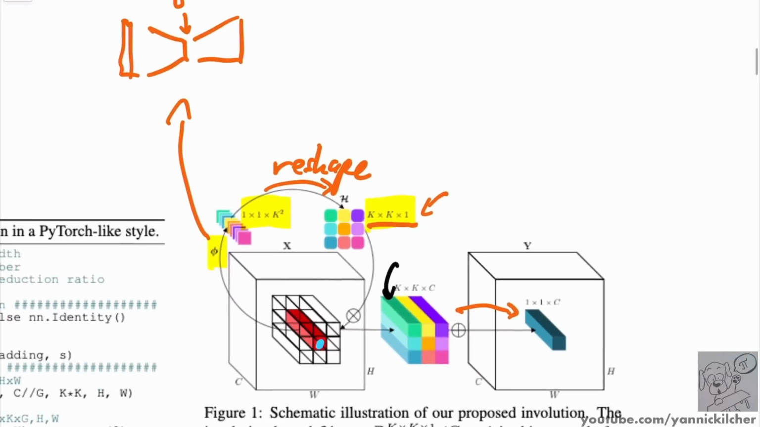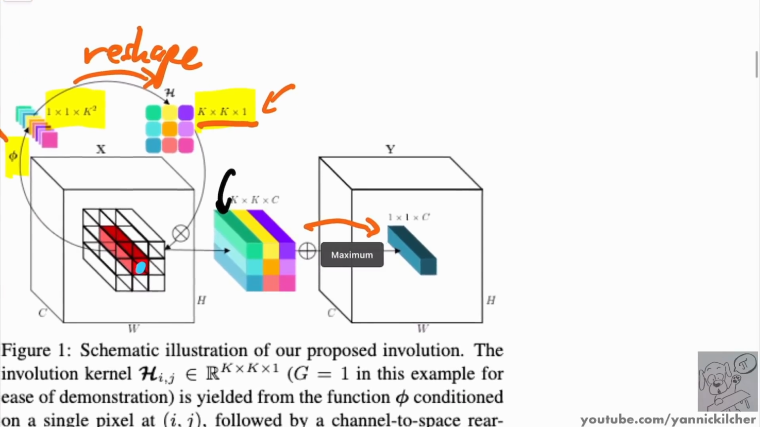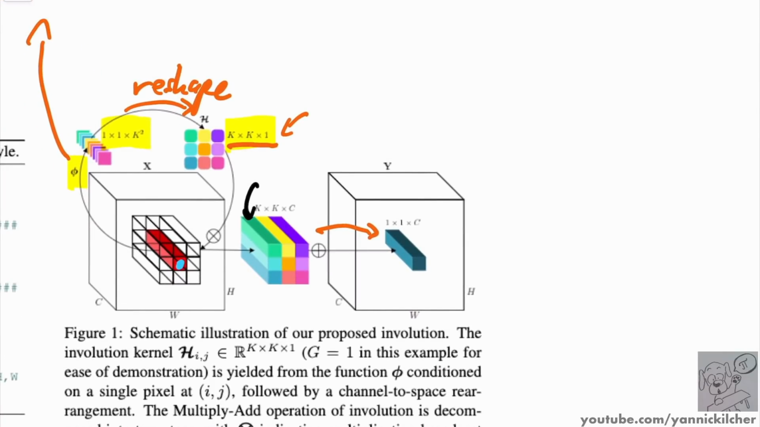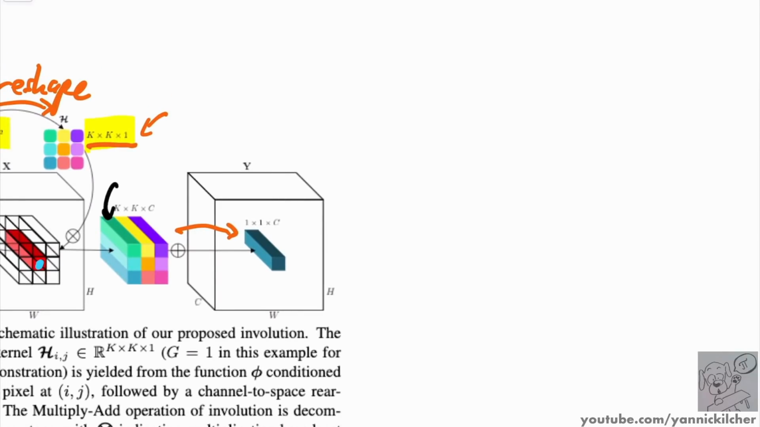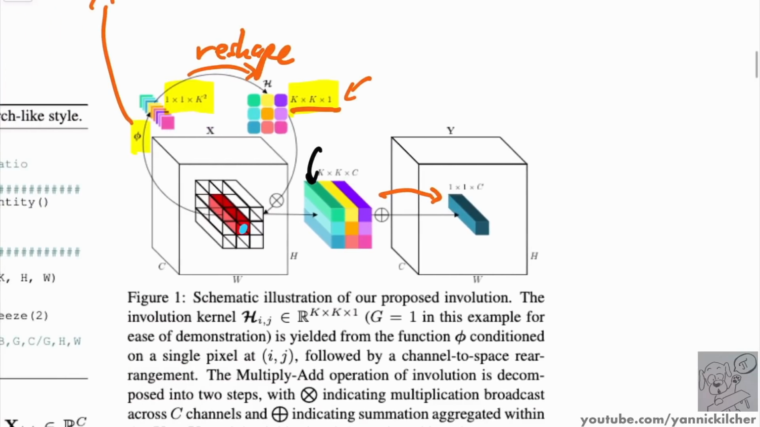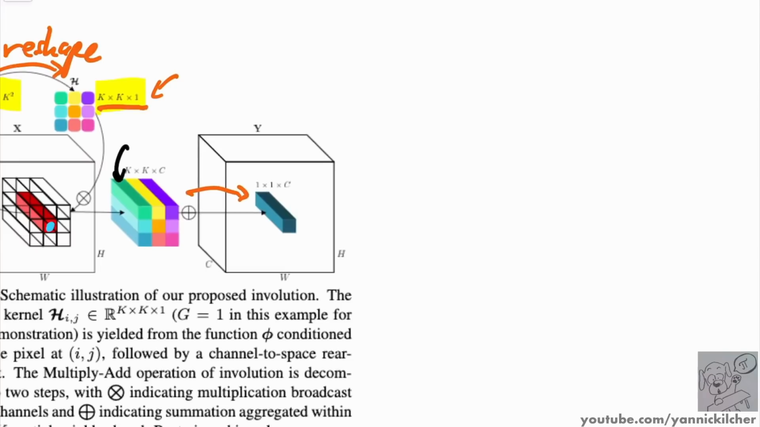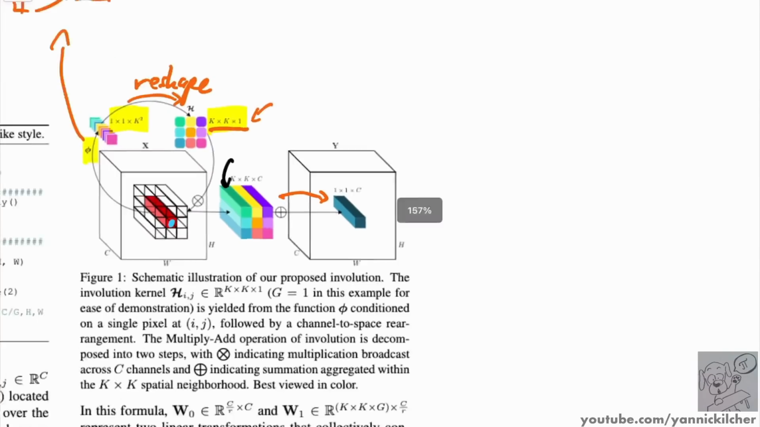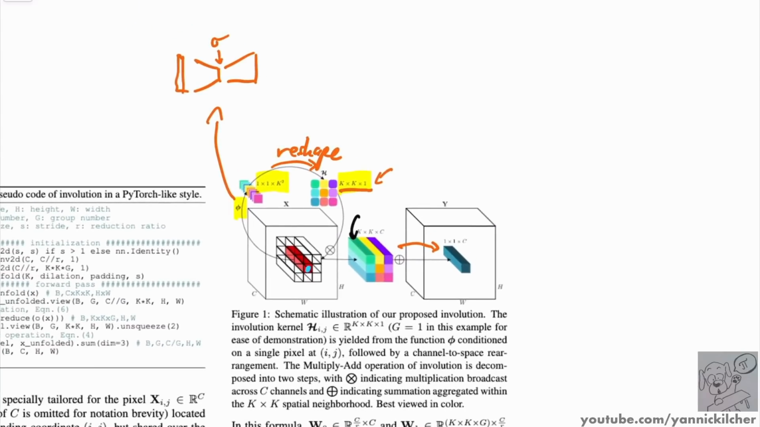There is a nonlinearity here, and then it expands it again to the size of the actual kernel. Then you use that kernel and you broadcast it, instead of having one kernel per input channel. Then you multiply, and you don't reduce across the input channels. That alleviates you from having to have multiple kernels, one for each output channel. Now this is the whole involution pipeline.